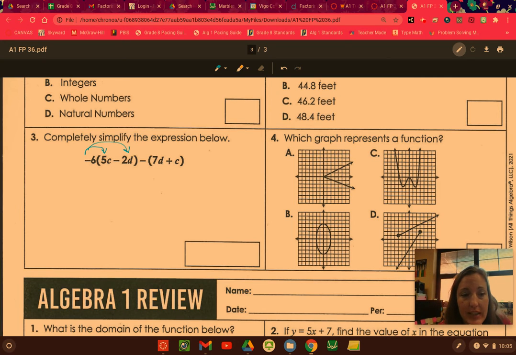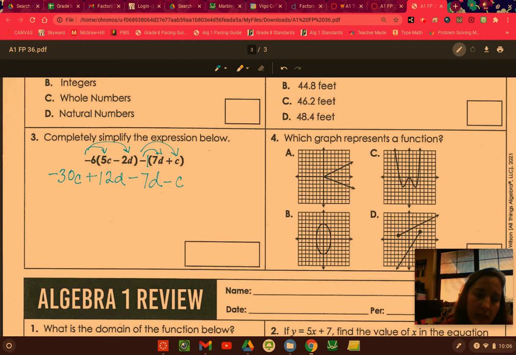All right. So we got to distribute here. Completely simplify this expression. But we also need to distribute here and here. So let's do that first. Negative 30c plus 12d minus 7d. Now, minus c. You see how negative 1 times c is just negative c, or I could put negative 1c, right? So then I'm going to combine my like terms.